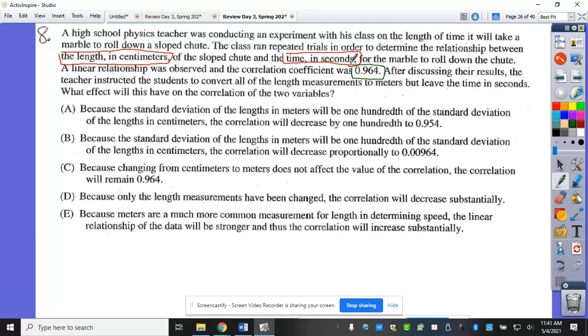Aside from the problem itself, a correlation is what symbol or letter? That's my R. Tell me 2 things that means about this linear relationship. To be 0.964, it's very close to one, so it's a strong relationship and it is specifically positive.